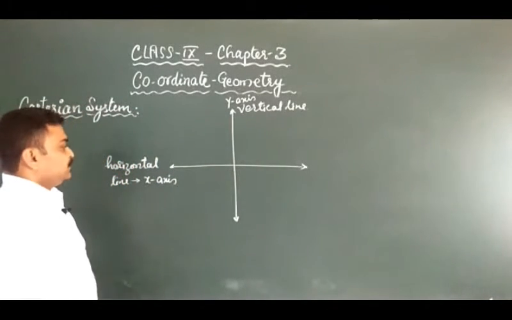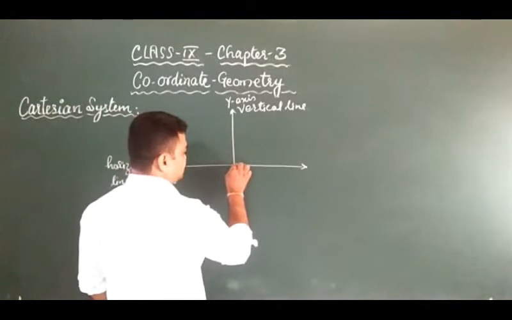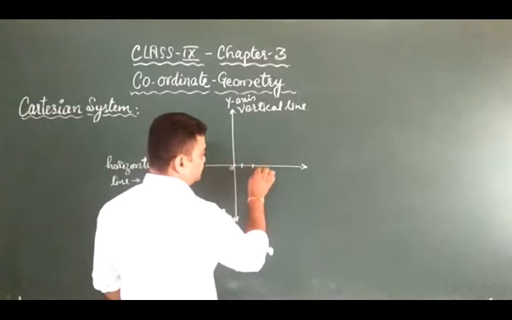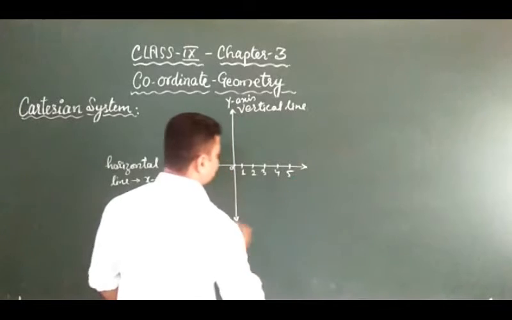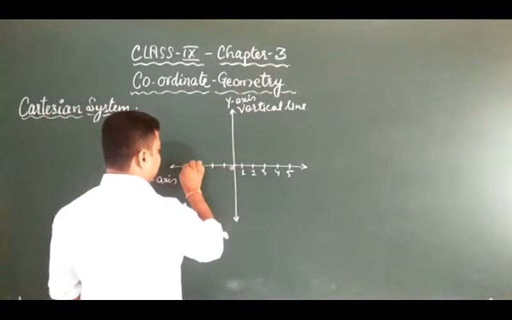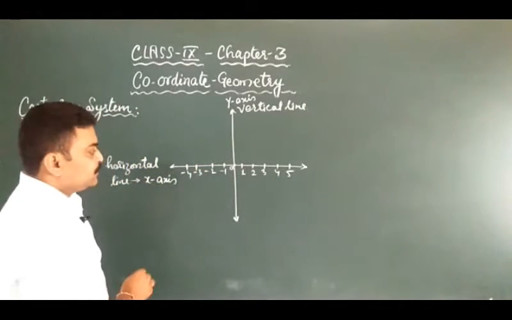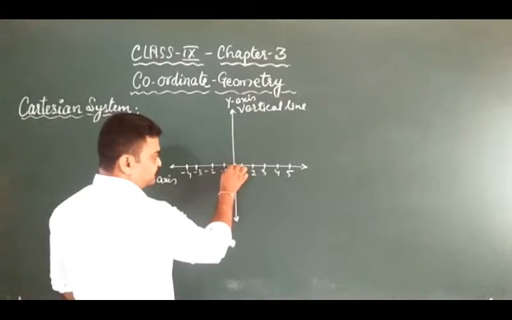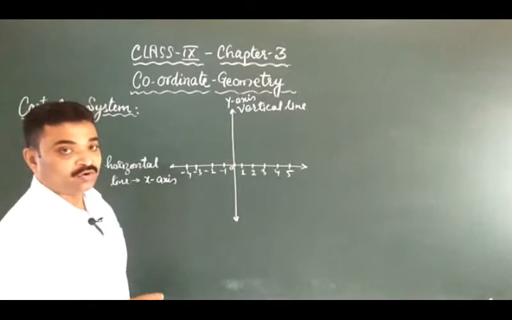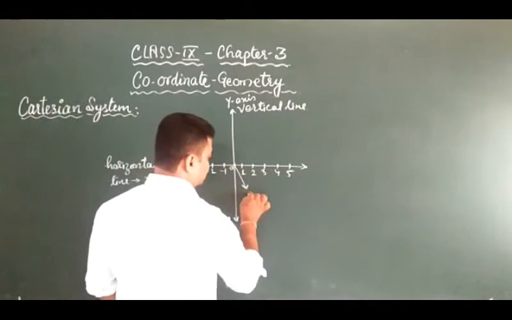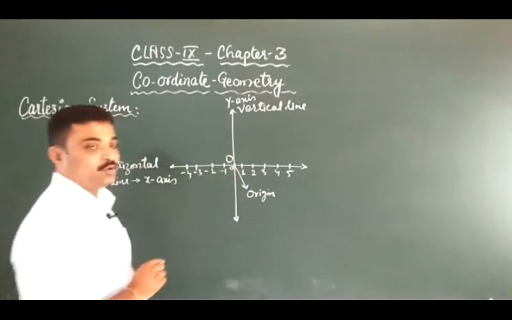Okay, students, now we do numberings. It is 0, 1, 2, 3, 4, 5 and so on. 1, 2, 3, 4, 5 and so on. Here -1, -2, -3, -4 and so on. At this point where the 2 axes intersect each other is called the origin. This point is called origin, or we denote it by O.